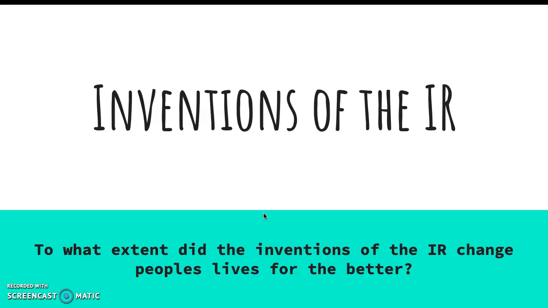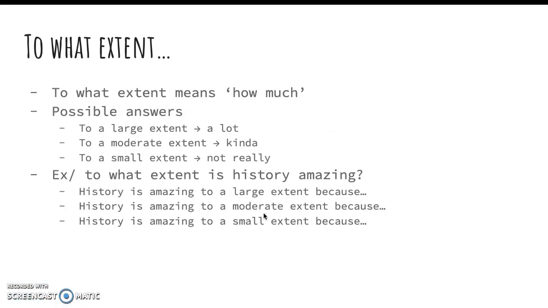Okay, so we are going to be looking at the inventions of the Industrial Revolution. And after this, at the end of the activity, I'm going to be asking you to write a claim answering this question. To what extent did the inventions of the Industrial Revolution change people's lives for the better? So what do I mean when I say to what extent? To what extent means how much. Possible answers can include to a large extent, which means a lot, to a moderate extent, which means kinda, and to a small extent, which means not really.